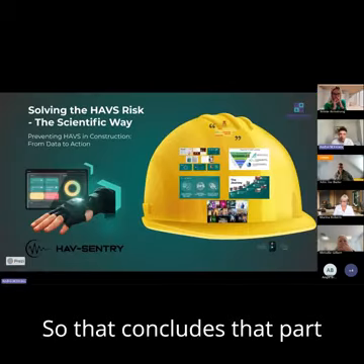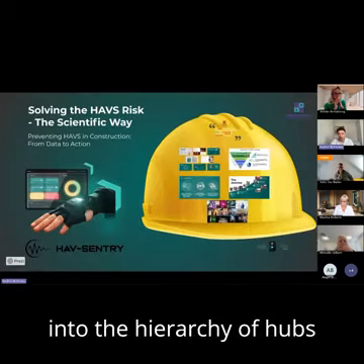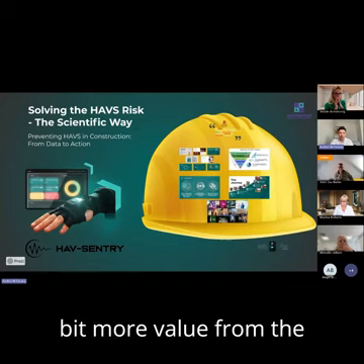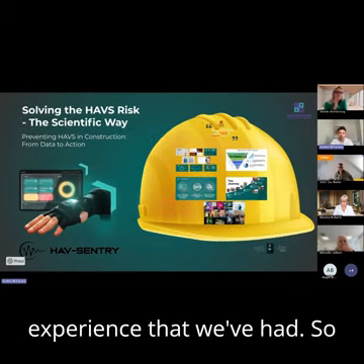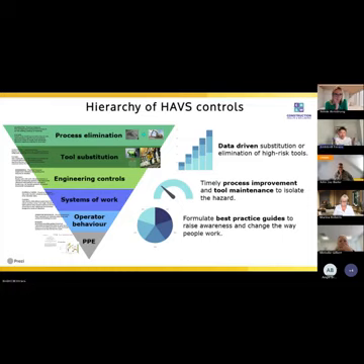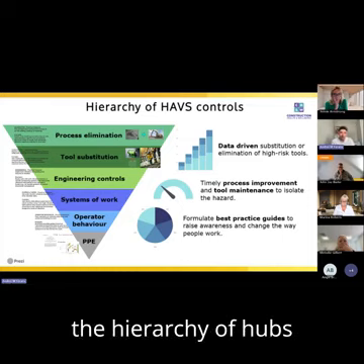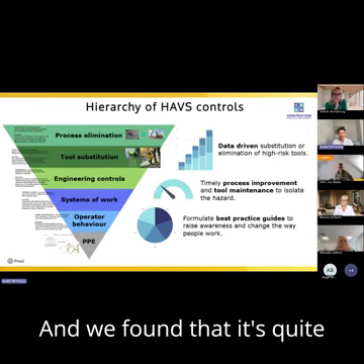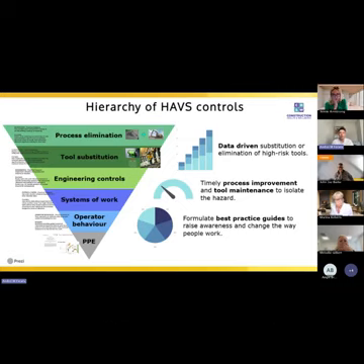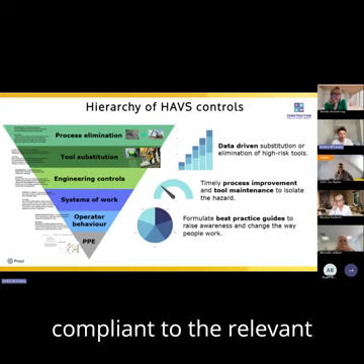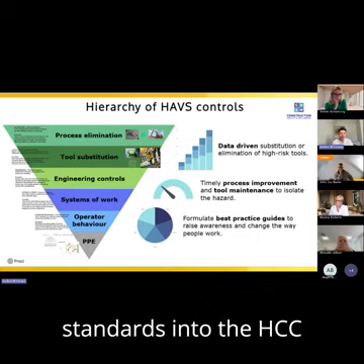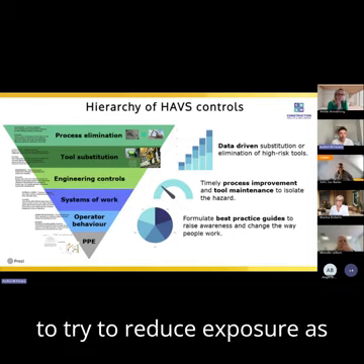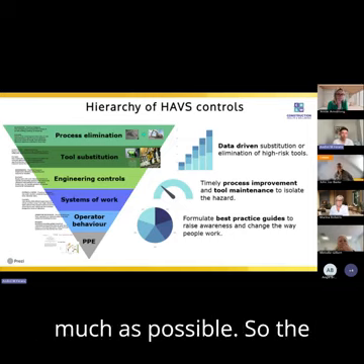So that concludes that part of the presentation. Now I'll go into the hierarchy of HAVS controls. And this is where I hope I can provide a little bit more value from the experience that we've had. So I'm sure you're familiar with the hierarchy of HAVS controls. And we found that it's quite easy for us to use wearable technology that's compliant to the relevant standards and to the HFC guidance to actually guide people into making decisions to try to reduce exposure as much as possible.